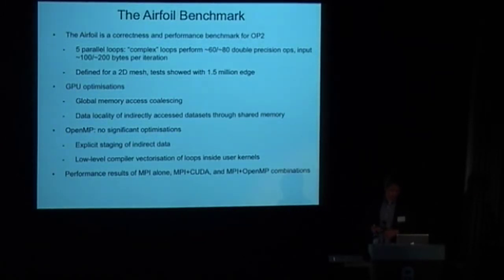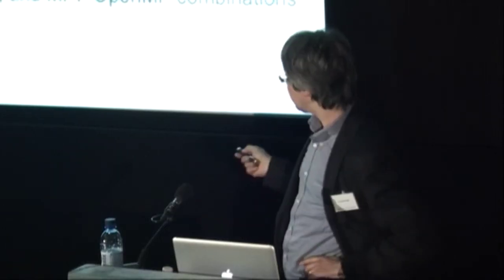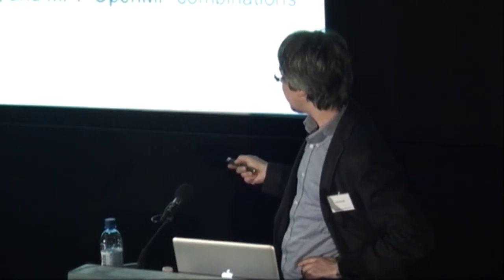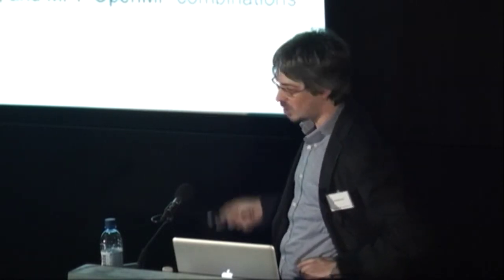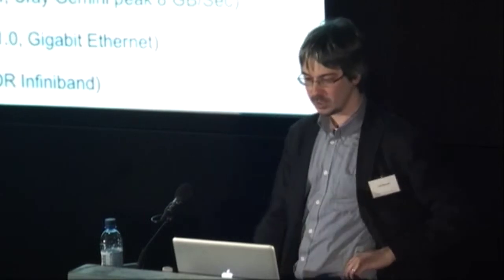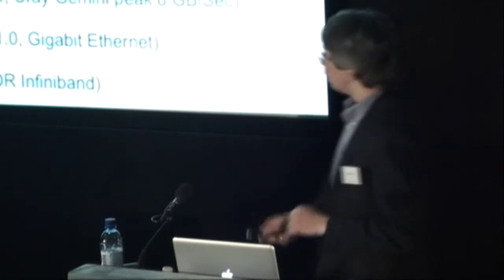I also checked that the low-level compiler is capable of doing some vectorization inside the user kernel, but it's not really exciting, I'm afraid. So I'll show you also performance results for MPI alone, MPI plus CUDA, and MPI plus OpenMP for the airfoil. So let's go to these numbers.